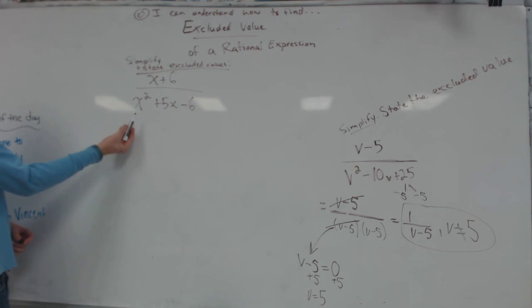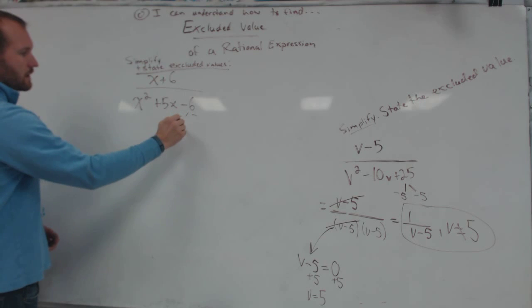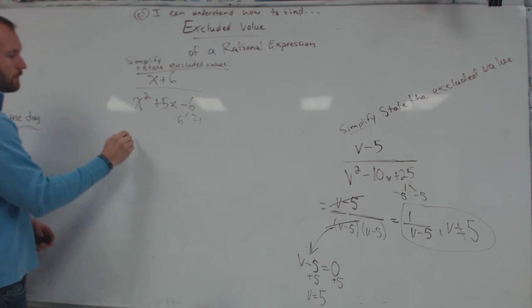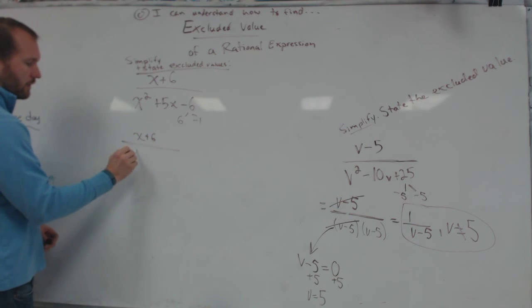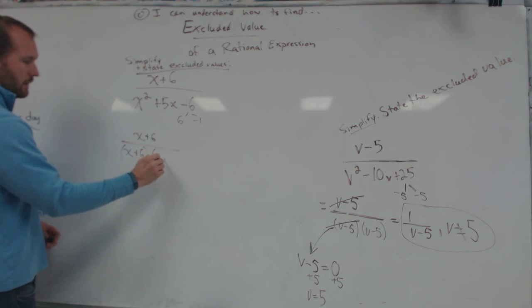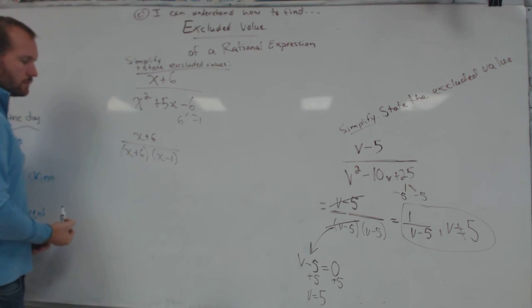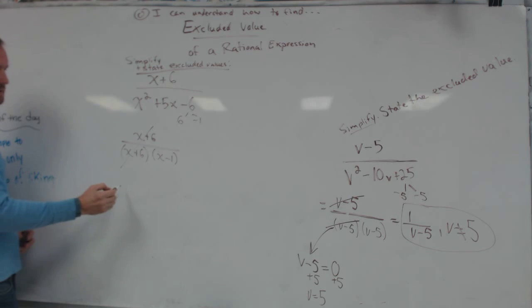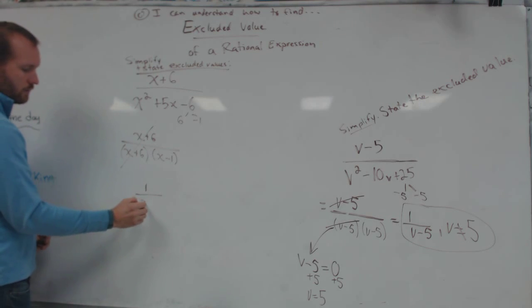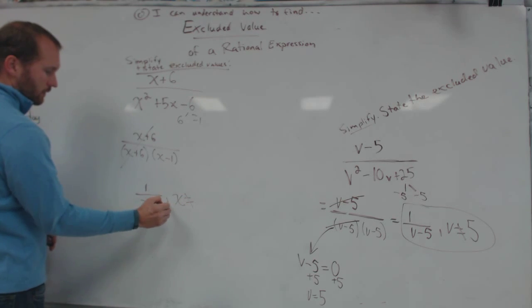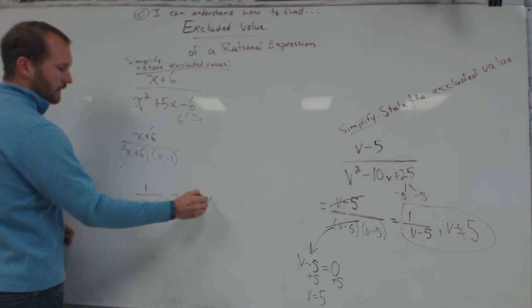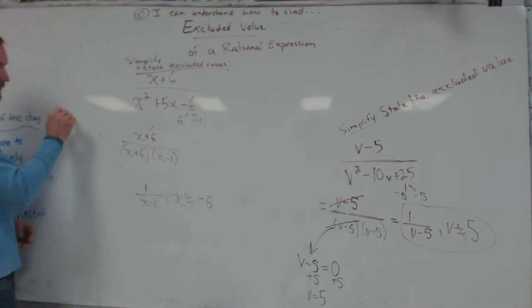Simplify this by factoring the bottom. Factors of negative 6 that add up to 5 are 6 and negative 1. So I have x plus 6 up top, and on the bottom I have x plus 6 and x minus 1. I can cancel off the x plus 6's, so that leaves me with 1 over x minus 1, as long as x does not equal negative 6, because negative 6 would make x plus 6 equal 0. X equals negative 6.